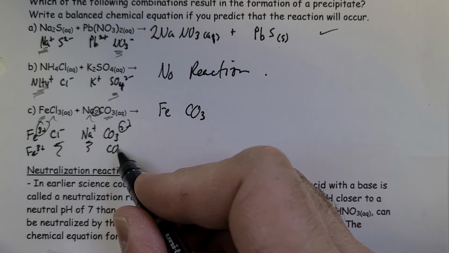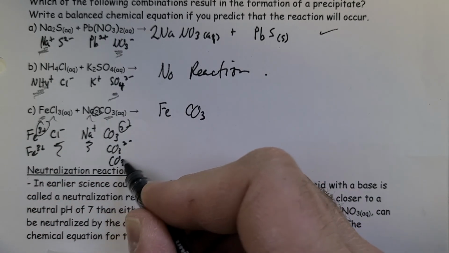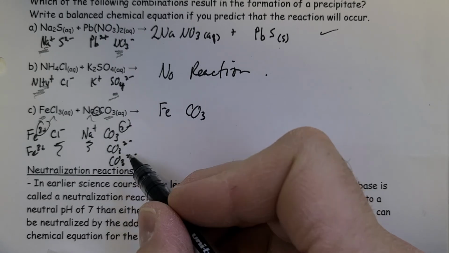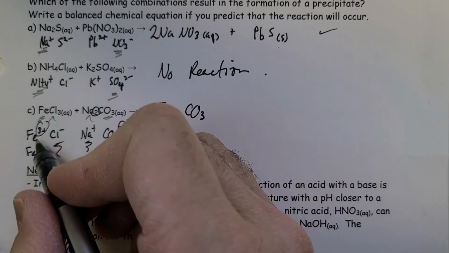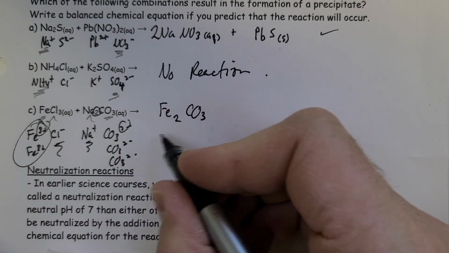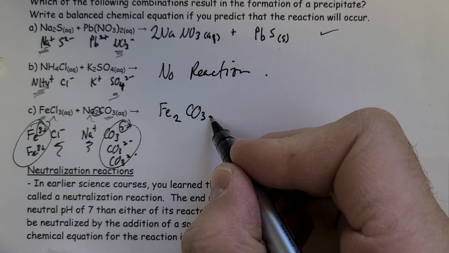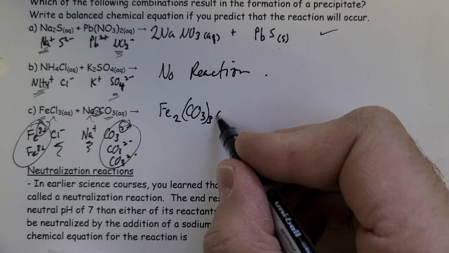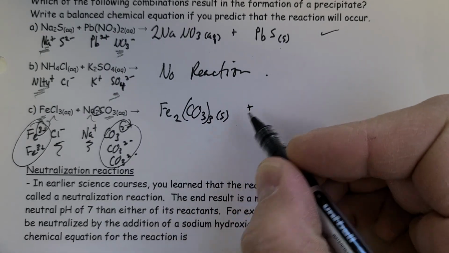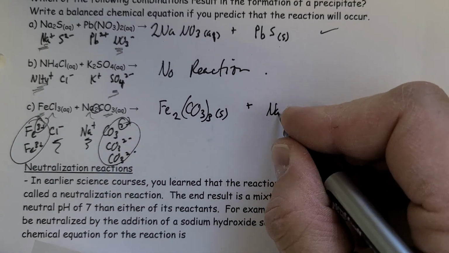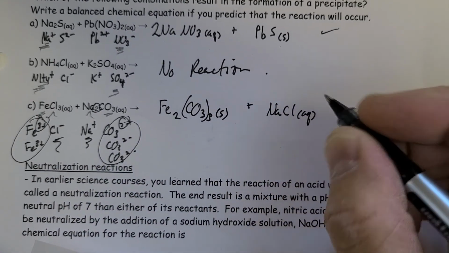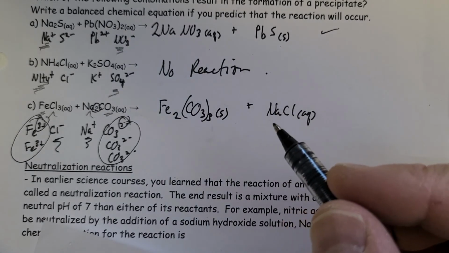Lowest common multiple of 6. 2, 2, 2, 2, 4, 6. 3, 3, 3 plus 3 is 6. So I need to have 2 irons and 3 carbonates, and that is the solid. And then sodium chloride, well, 1, 1, plus 1, minus 1, that's just NaCl, aqueous. Then I just have to worry about balancing this.